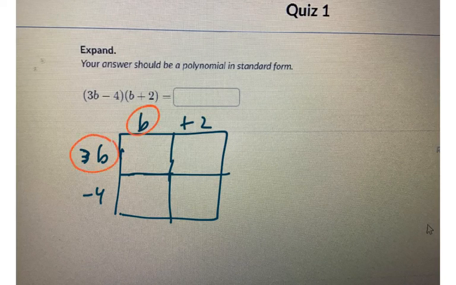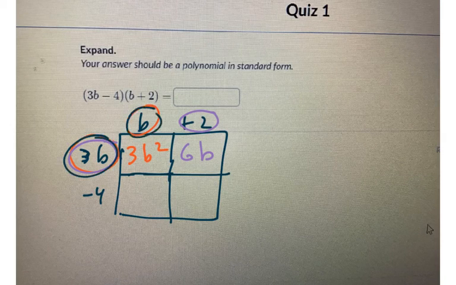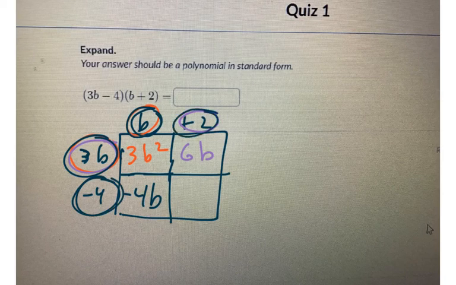I know 3b times b is 3b squared. I know 3b times 2 is 6b. I know negative 4 times b is negative 4b. I know negative 4 times 2 is negative 8. So what's our final answer? 3b squared.